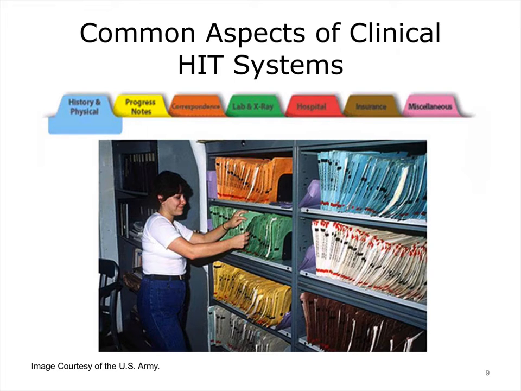This illustration shows what a standard paper medical record used to, and unfortunately in many cases still does, look like. You'll see the tabs that separate the different sections of a paper chart. The example here is a blue tab where the history and physical can be found, or the green tab where the labs and x-ray reports are located, or the yellow tab where progress notes are stored, and so on.